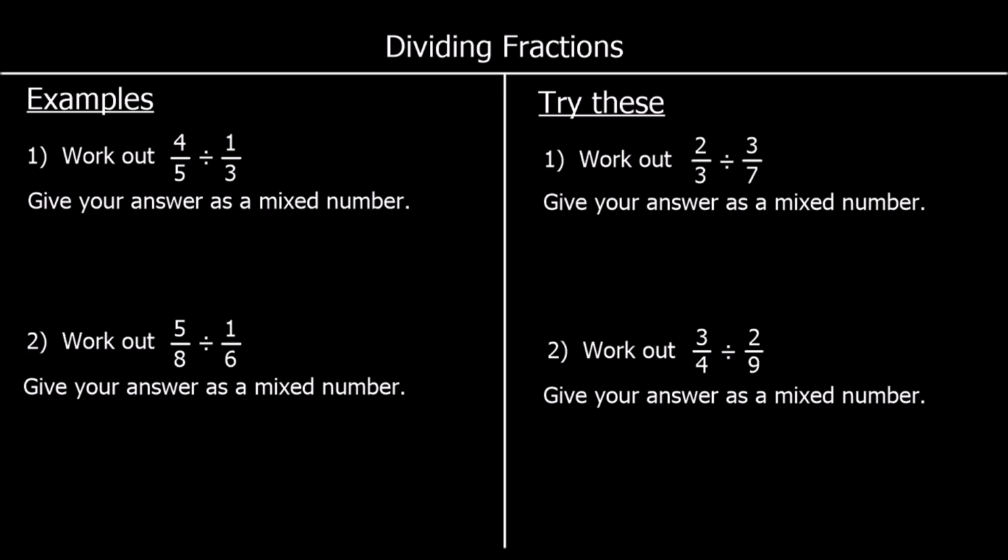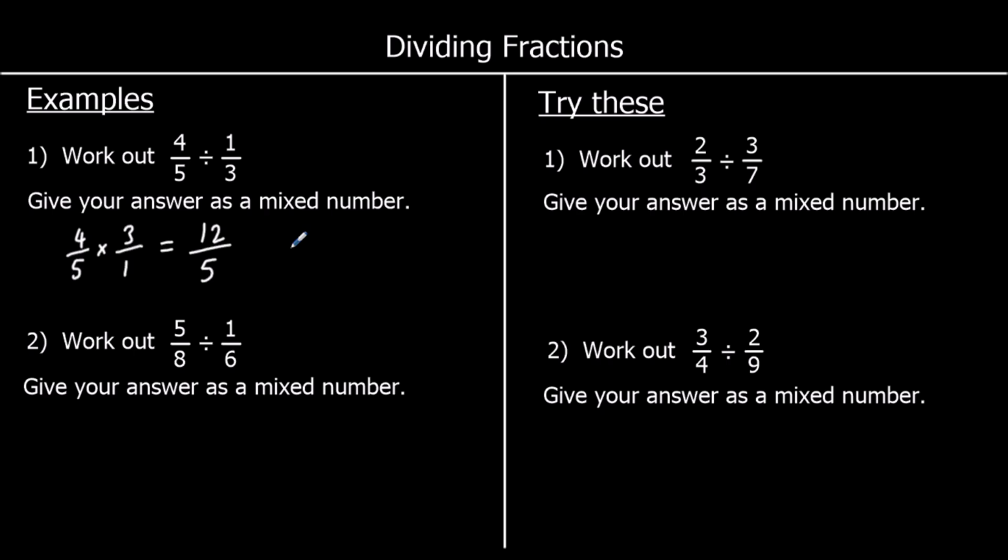Okay, some more examples. This time we're being asked to give our answer as a mixed number. So we've got 4/5 divided by 1/3. So that is the same as 4/5 times by 3/1. So dividing by 1/3 is the same as timesing by 3. And we times the top, so 4 3s are 12, and times the bottom, 5 times 1 is 5.